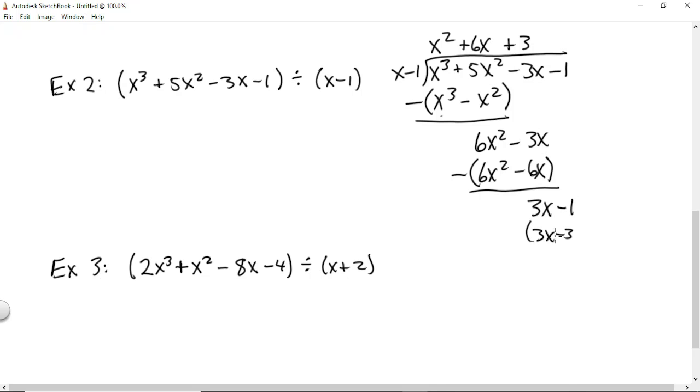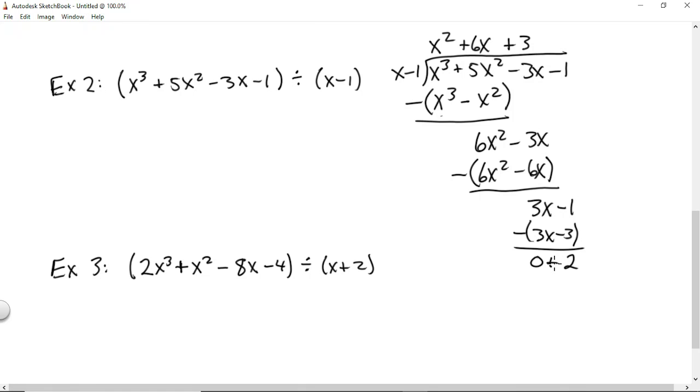We're going to subtract that. And 3x minus 3x is 0. The negative 1 minus a negative 3, that's negative 1 plus 3. And we get 2. Okay, or 0 plus 2 we could write. There's nothing left to bring down, so we're done.